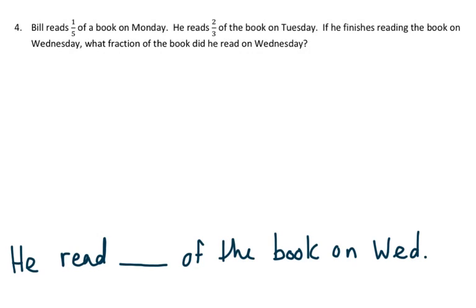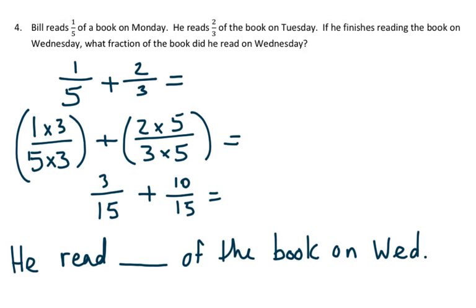So we have to find out how much of the whole book he read already. So on Monday he read 1/5, and on Tuesday he read 2/3. So we're going to have to add those fractions together, and again we're going to have to find a common denominator. So when I find the common denominator of 15, the fraction becomes 3/15 plus 10/15, which is 13/15. Now that is the amount of the book that he already has read on Monday and Tuesday.